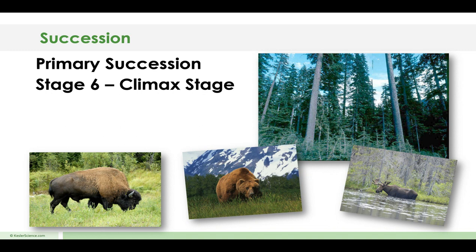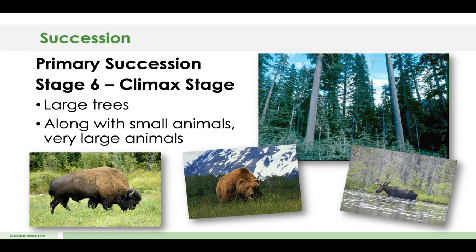In the sixth stage of primary succession, we have a climax stage or climax community where we have very large trees. Along with our smaller animals, we have bigger animals coming in. This is a fully functional ecosystem, lots of big trees, lots of ground cover, things like that.